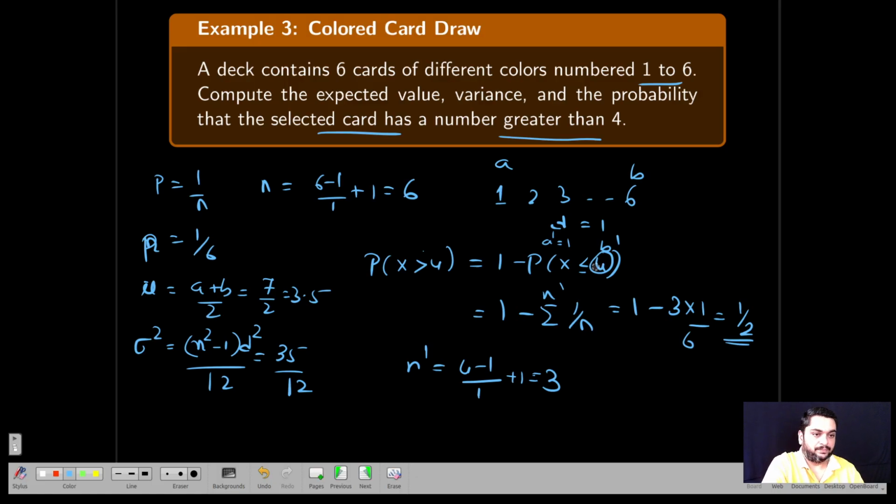Okay. So, no, I think it should be 4, right? 3 plus 1, I forgot that. Okay, sorry. So this is 4. So 1 minus 2 by 3. That is equal to 1 by 3. This is the final answer.